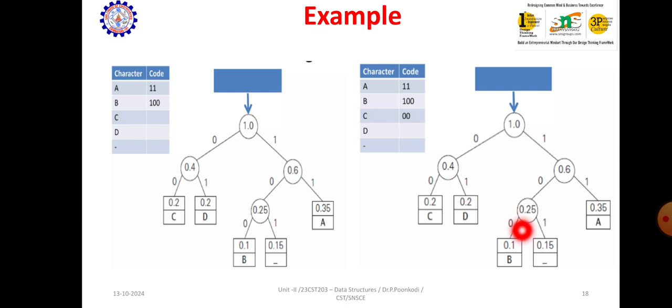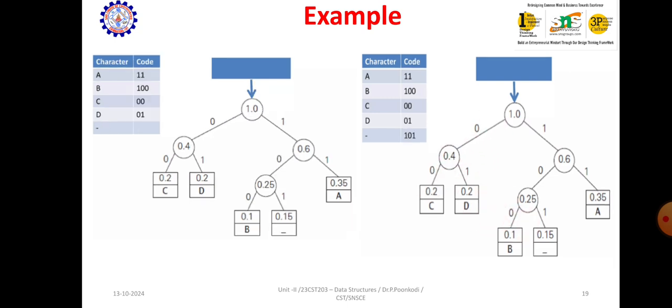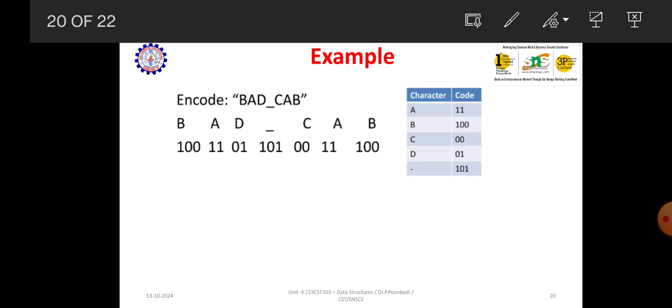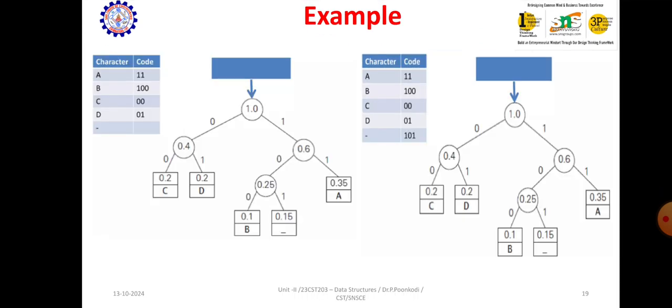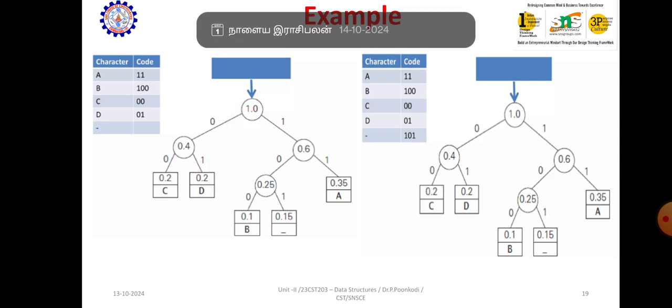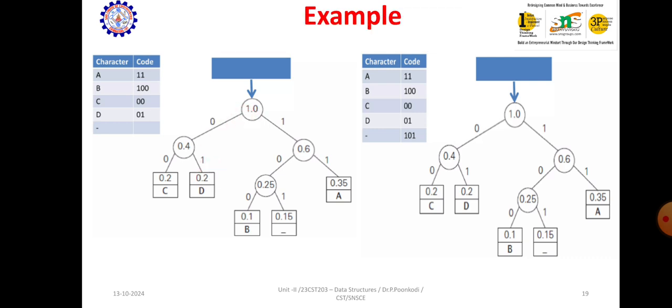Next, C is 00. Next, D is placed over here, so 01. Next, hyphen is also filled in, 101.